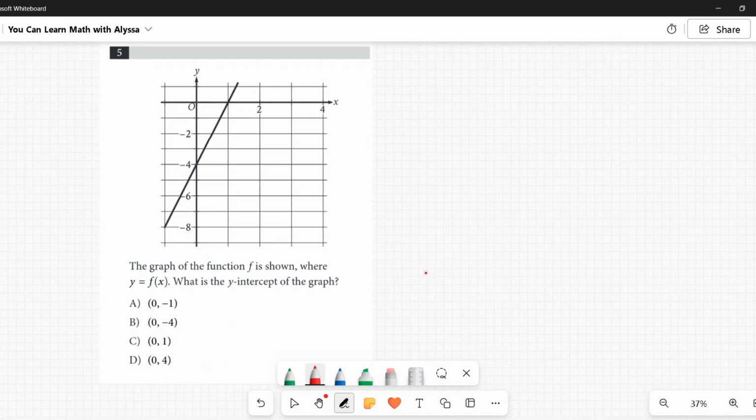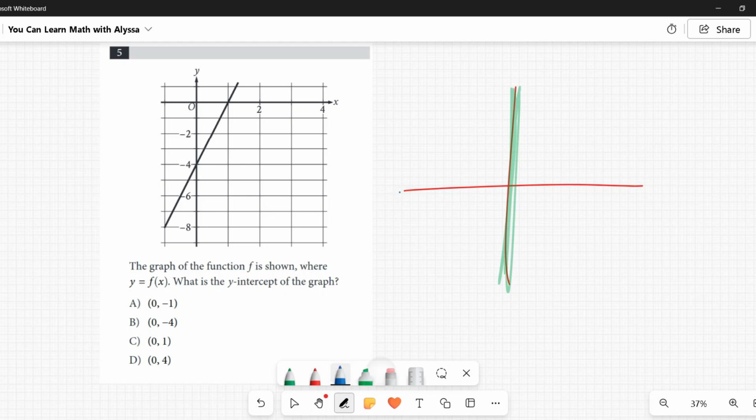Number 5. The graph of the function f is shown where y equals f of x. What is the y-intercept of the graph? The y-intercept of any function is where it crosses the y-axis. So we just want to be careful because a lot of times we're given a graph where the origin, 0, 0, is right in the middle of the graph, but that's not the case in this one. Here, those are x and y axis, and there's the origin. It's up there. So where is my y-axis? It is this right here. It's labeled with y at the top just to make sure we're seeing it.